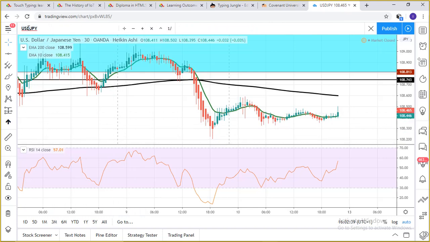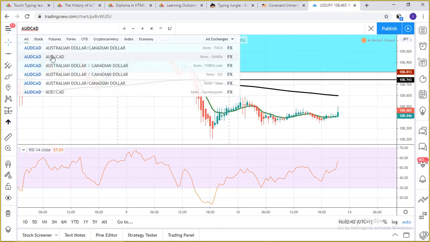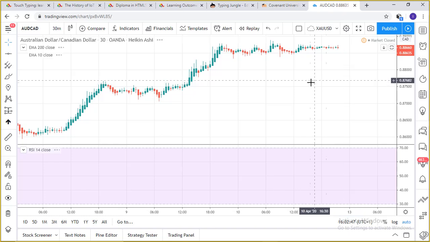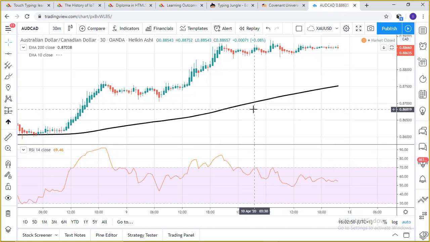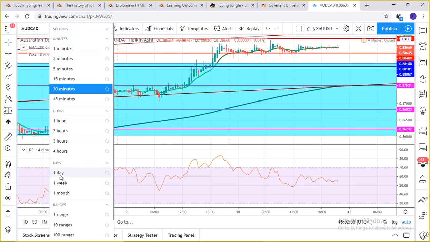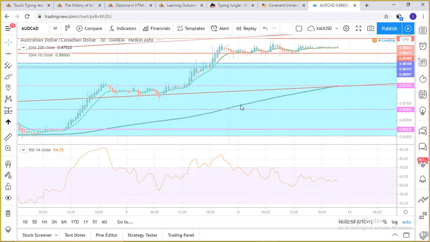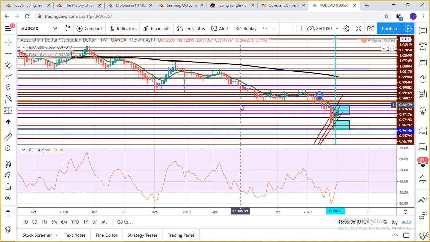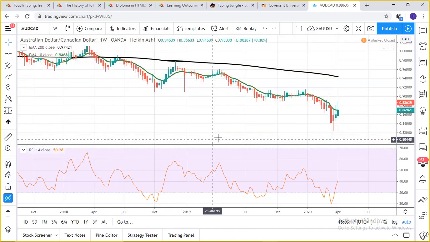Now the last one, AUD/CAD. I called it the first time. I think people didn't pick it because of the bad and sad experience people had. And this particular pair has been selling for quite a long time. You can see it has been selling for quite a long time.